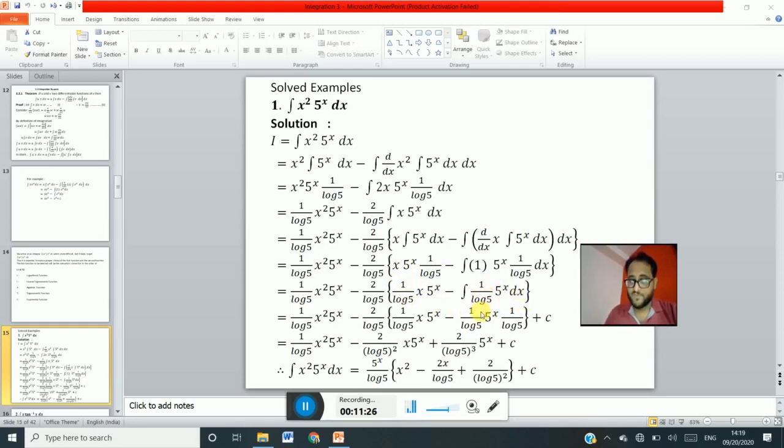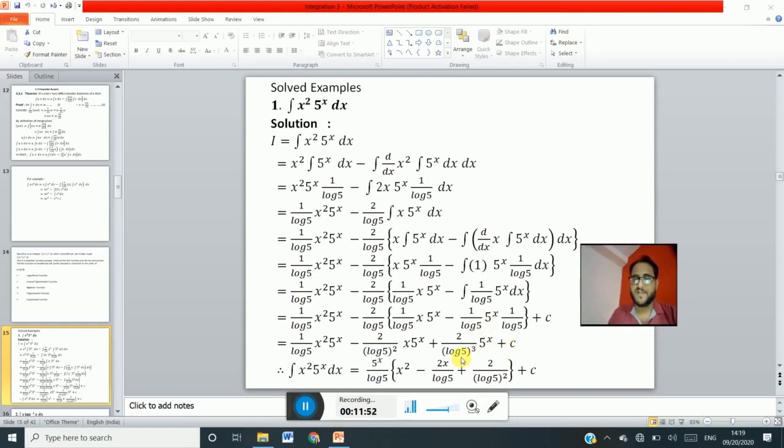So again 1 upon log 5 is a constant, and the integration of 5 to the power x is 5 to the power x upon log 5, right? Then simplify the bracket, that is 2 upon log 5 into, x into 5 to the power x upon log 5, minus, and minus becomes plus, 2 upon log 5 into log 5 squared, that is log 5 cube, and 5 to the power x, plus c.